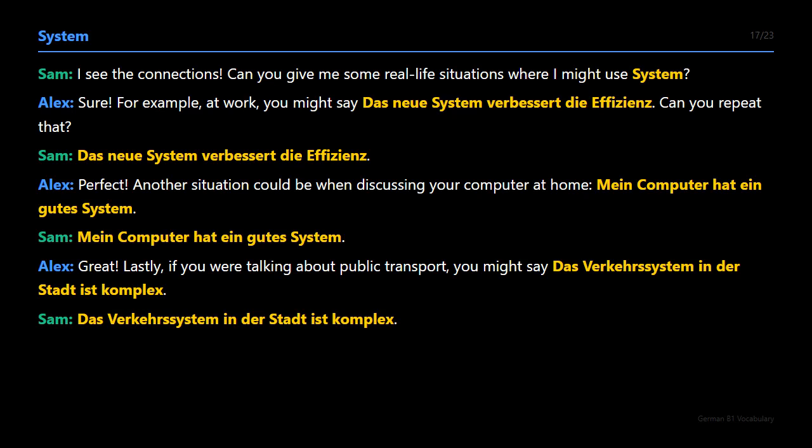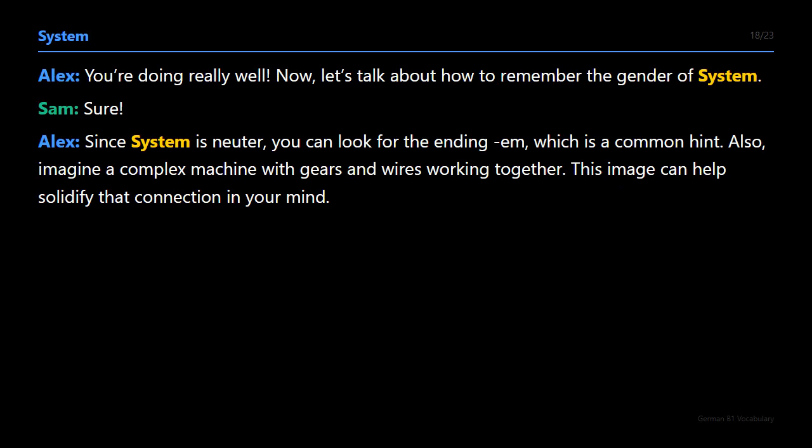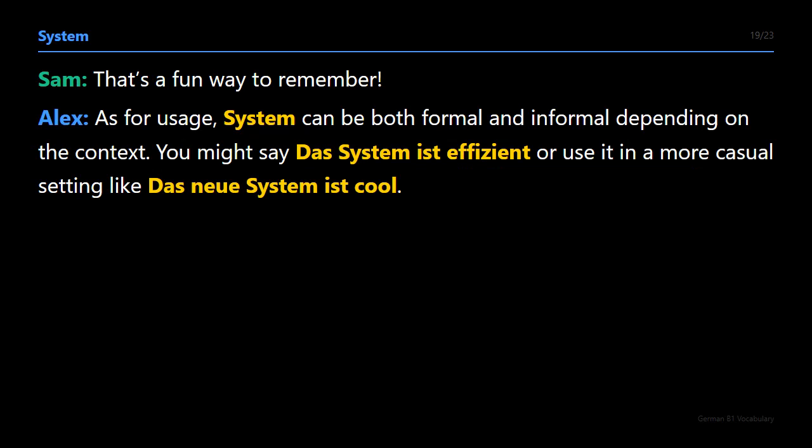You're doing really well. Now, let's talk about how to remember the gender of System. Since System is neuter, you can look for the ending M, which is a common hint. Also, imagine a complex machine with gears and wires working together. This image can help solidify that connection in your mind. That's a fun way to remember.